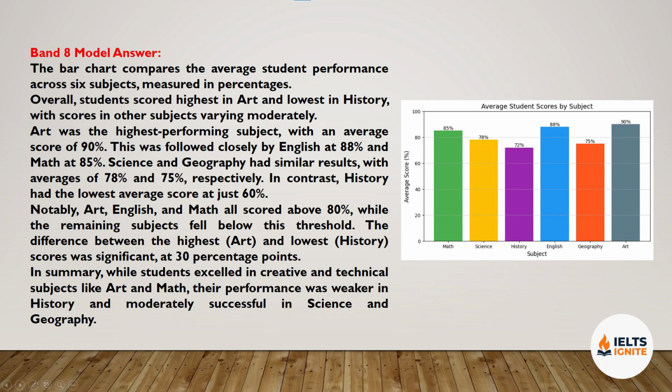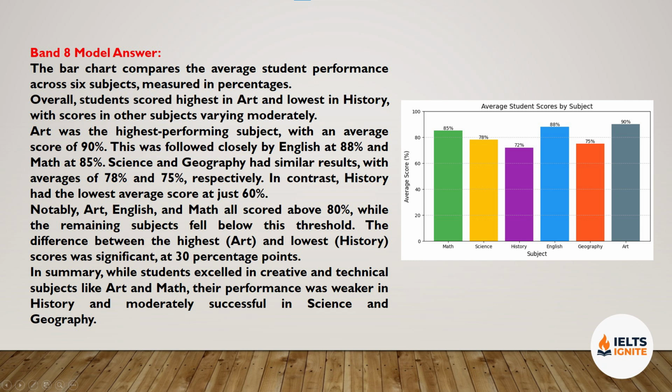Art was the highest performing subject, with an average score of 90%. This was followed closely by English at 88% and Math at 85%. Science and Geography had similar results, with averages of 78% and 75%, respectively. In contrast, History had the lowest average score at just 60%.